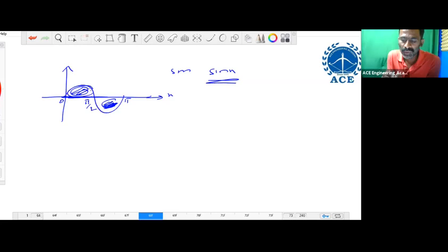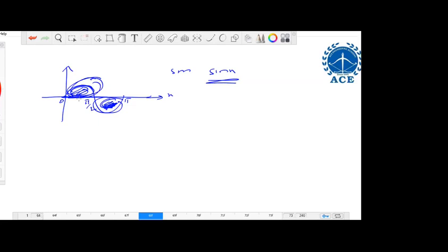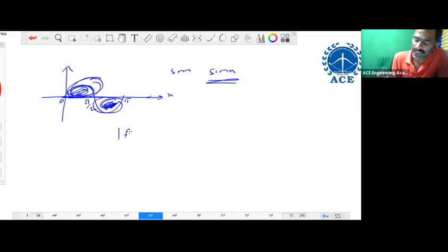This area is lying above the x-axis. This is positive. It is also the same area, but negative. Area is the same, but this is positive, here negative only. When you add both, that will become 0 only. It doesn't mean that the area is 0. But the limits are different now, sir. Well, limits are different. Here, area means we should take the modulus.